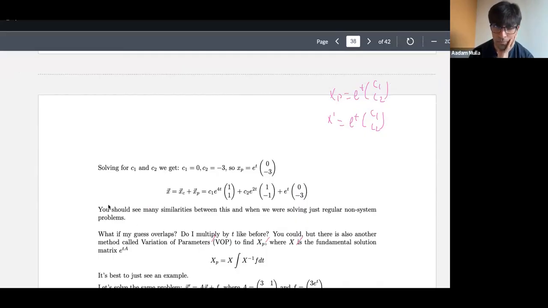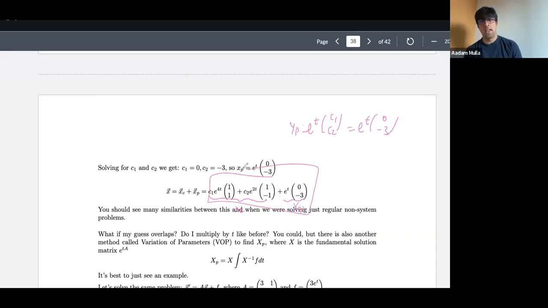And so our final solution is, here was our general solution, xc, that we had done at the beginning. Then remember, our guess was e to the t times c1, c2 for xp. Now we can plug in c1 is 0 and c2 is -3, and that's our particular solution. That one was xc, this is xp, and you add them up and you get the general solution. This is the same idea as when we were doing it for non-systems. Same process.